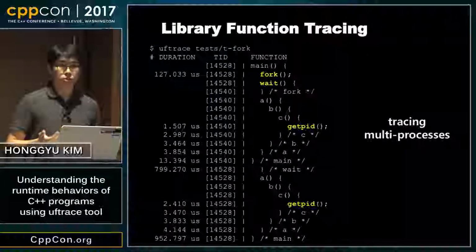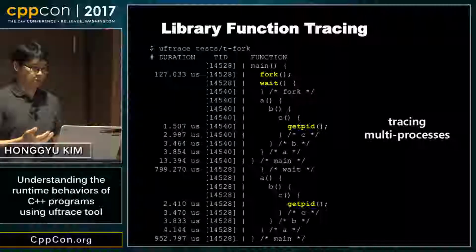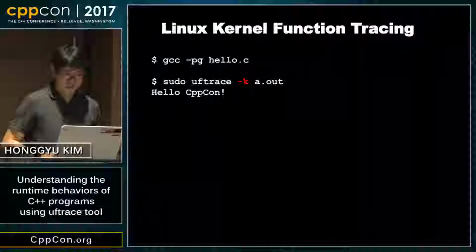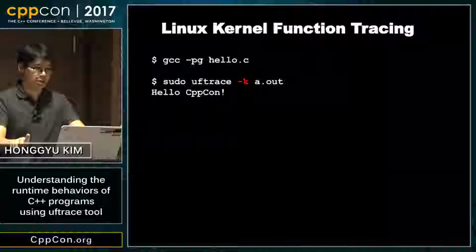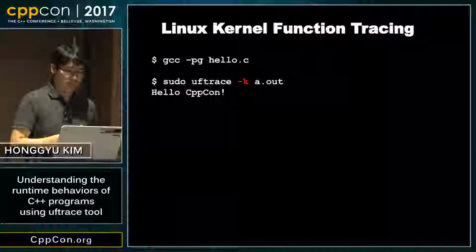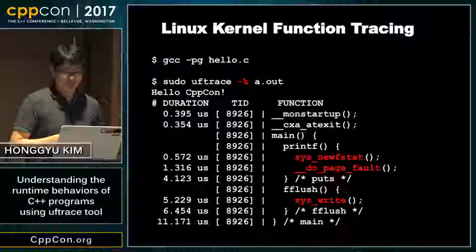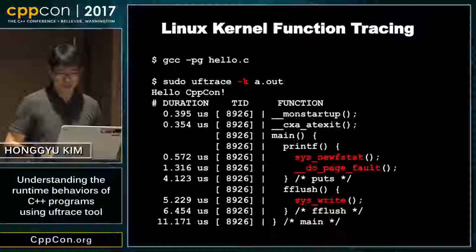And it can also trace multiple processes, like when there's a fork, wait, and getpid. If you look, there are two different thread IDs. You can also trace the Linux kernel functions. You need root privilege, and if you put the -k option, you can see the output like this. In printf, there's a do_page_fault and flush, and then there's a system call, sys_write.